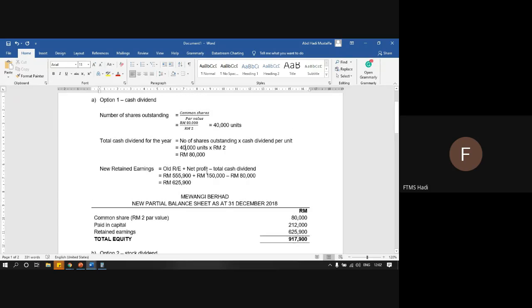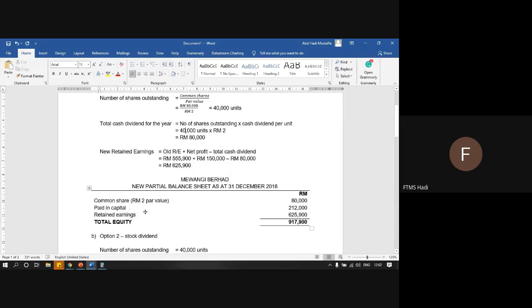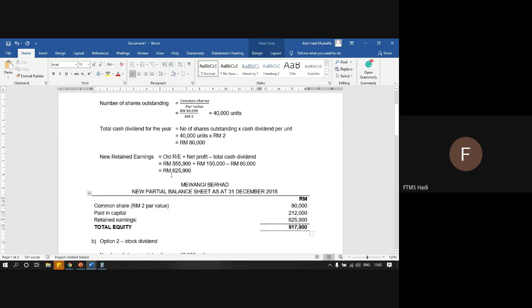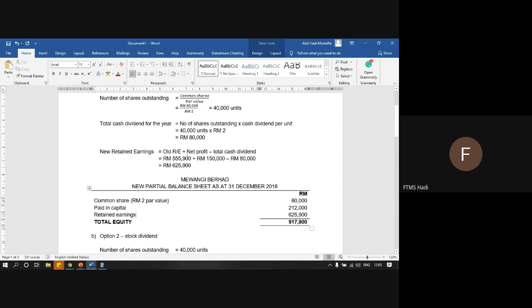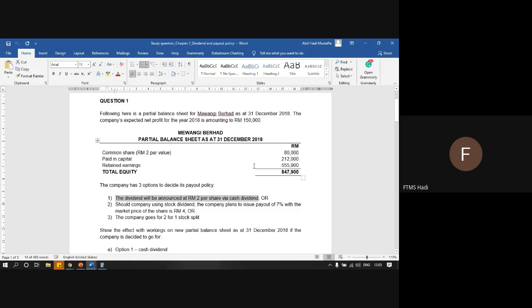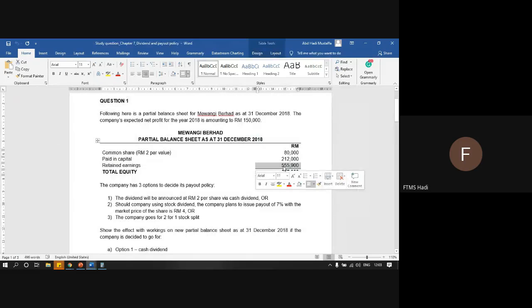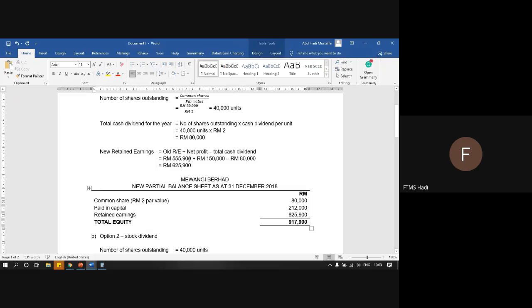And then after that, you need to find the new retained earnings because cash dividend only affects this part. I repeat again, cash dividend only affects retained earnings because it is a question of profit. The formula will be old retained earnings plus net profit minus total cash dividend. In order to get the old retained earnings, look back at the question, and the old retained earnings says 555,900.